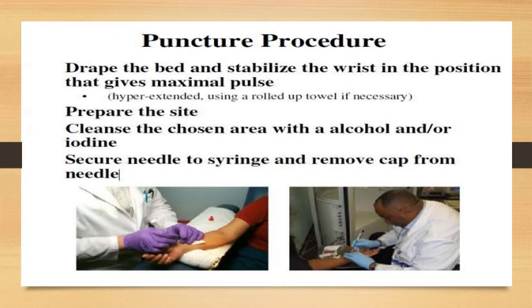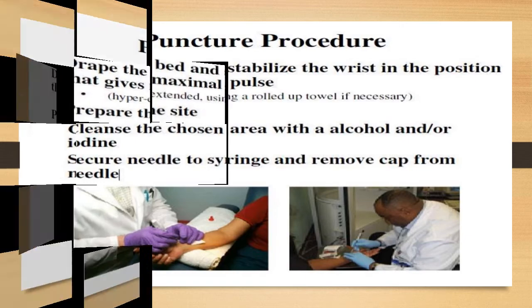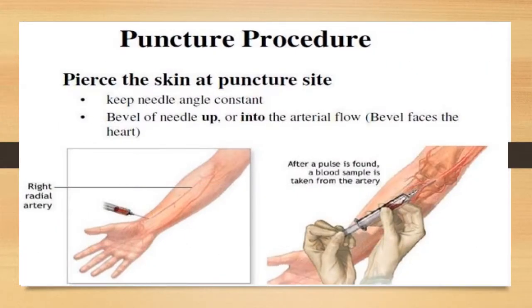Puncture procedure: drape the bed and stabilize the wrist in the position that gives maximum pulse. The hand should be hyperextended using a rolled up towel if necessary. Prepare the site, clean the chosen area with alcohol and or iodine. Secure the needle to the syringe and remove the cap from the needle. And pierce the skin at the puncture site. Keep the needle angle constant, bevel of the needle up or into the arterial flow.